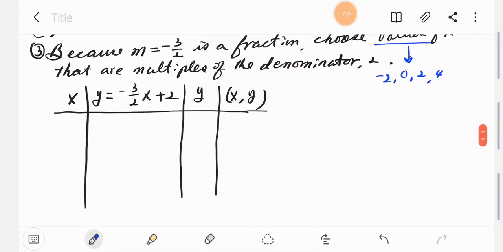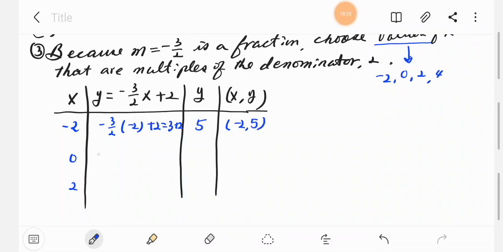Okay, so let's try x equals negative 2, 0, and 2. Let's try these 3 numbers. Replace this x with negative 2, then negative 3 over 2 times negative 2 plus 2 equals, the 2 cancels out, so we have a positive number, 3 plus 2. So that is 5. So if x equals negative 2, then y will be 5.